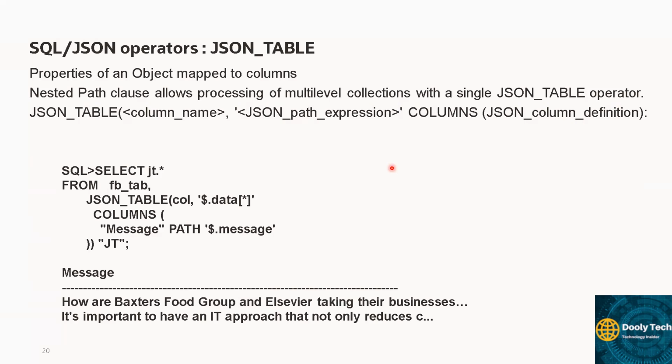Okay, so this is the JSON table, which we're familiar with from XML table. Here we can have nested tables. We're going to do multi-level collections. Also, in this situation, we want to bring it back as relational data. So we have a JSON document, and we want to bring it back in table column format. In this case, we're looking at the FB tab table, specifically the col column. We want to look at the data array, and we'd like to see specifically message values in a relational format, which we do here.